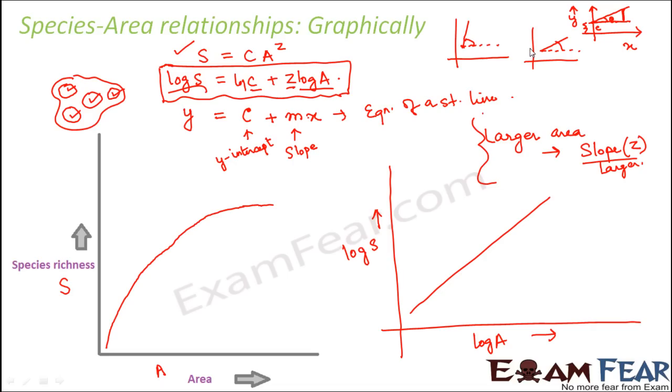Now the concept is quite simple. You just need to know this relationship. Once you know this, all you have to do is apply the concept of the equation of a straight line to this equation, and you will be able to analyze or interpret the results really well. Now the question is, what is the importance of this species area relationship equation? What do we do with this? It actually helps us to predict the number of species in a particular region.